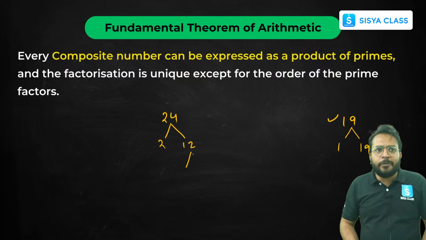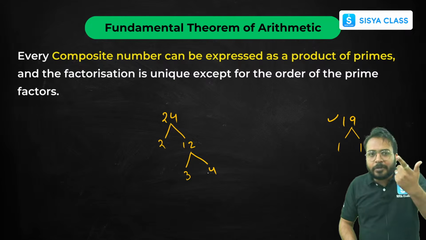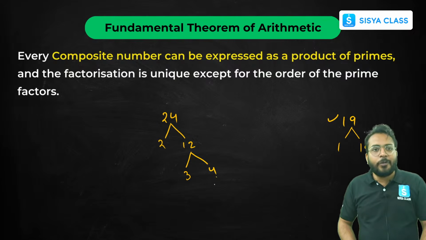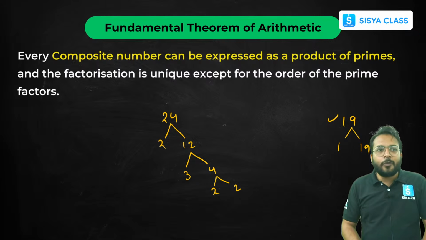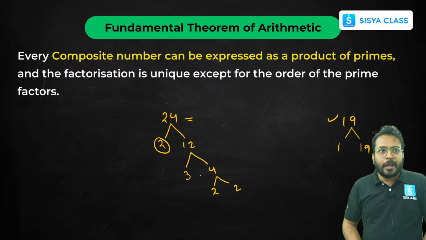So now we will split our 12. 12 can be split as 3 and 4. Again, 3 is a prime number, so it can't be split further. Now we will go with 4, and 4 can be split as 2 into 2. That means 24 I can write as 2 into 3 into 2 into 2, right?